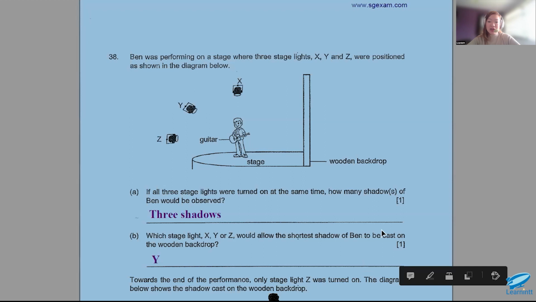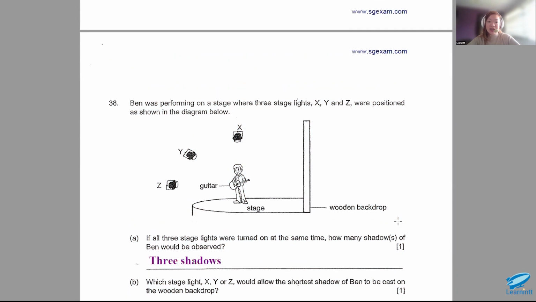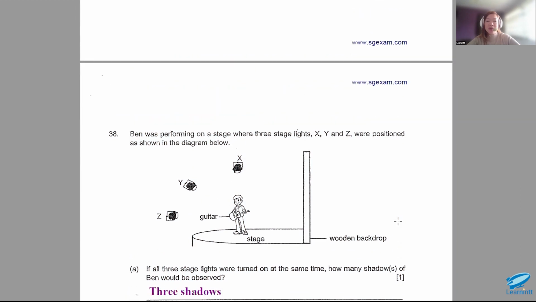Question 38. Ben was performing on a stage where 3 stage lights X, Y, and Z were positioned as shown in the diagram below. X is here, Y is here, Z is here. Then you have a wooden backdrop, so we know it's opaque. And then he is standing on the stage. Question: if all 3 stage lights were turned on at the same time, how many shadows of Ben would be observed? This one is easy.